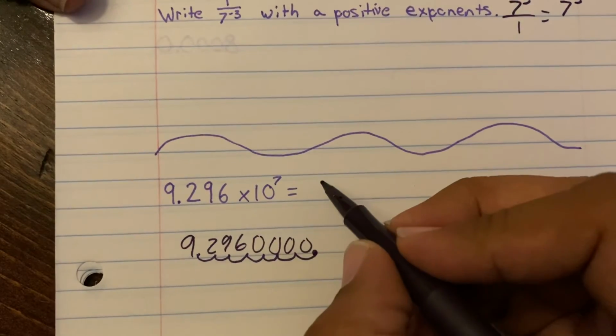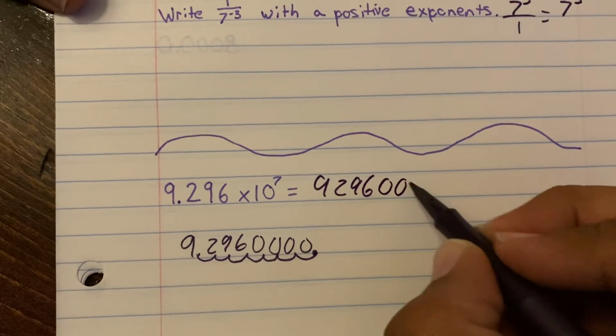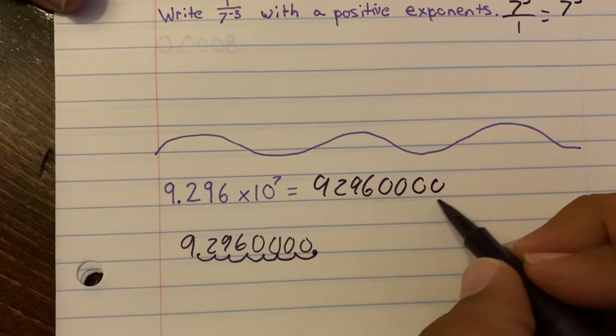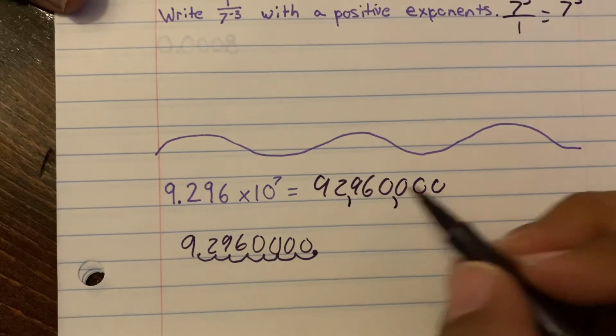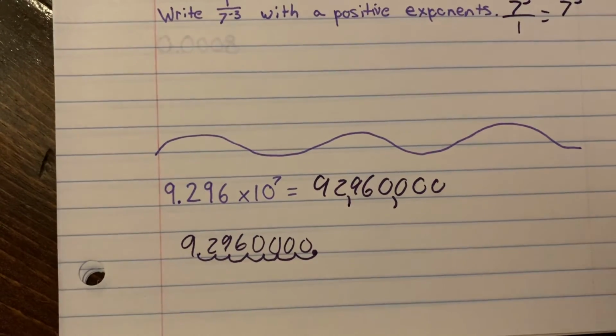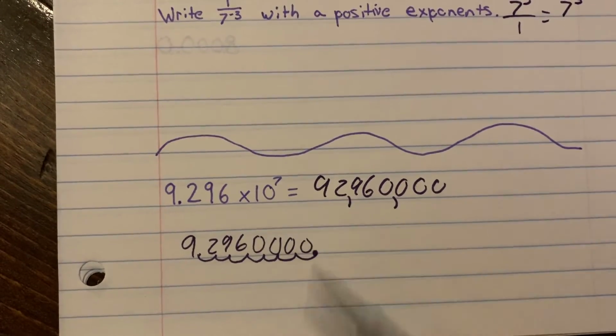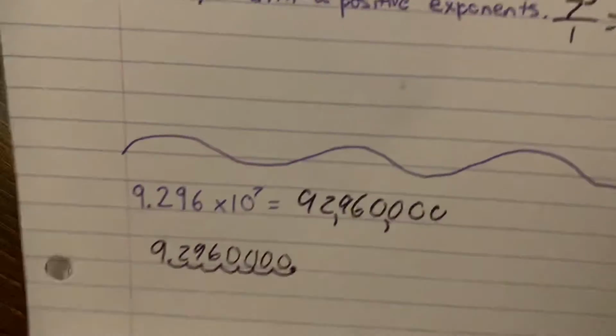So this answer is actually 92,960,000. That's million. So this is the standard form of the number, and this is written in scientific notation. Okay?